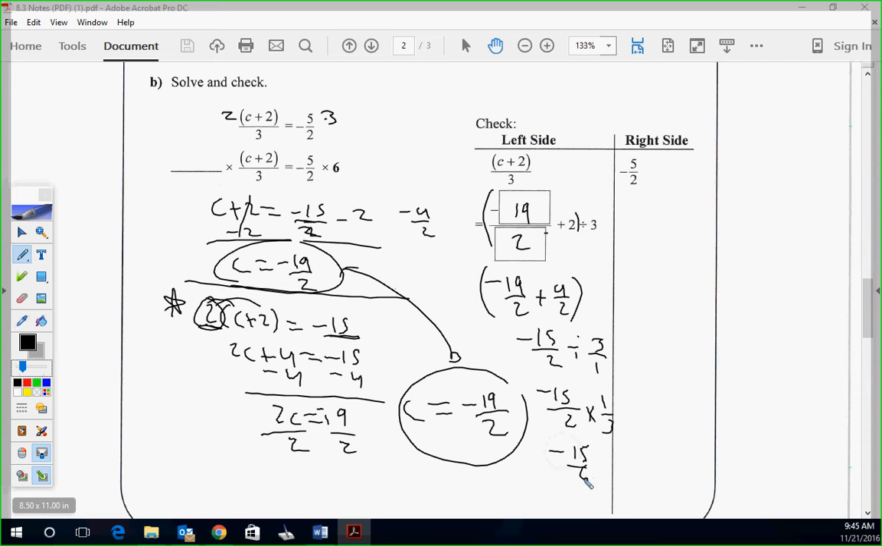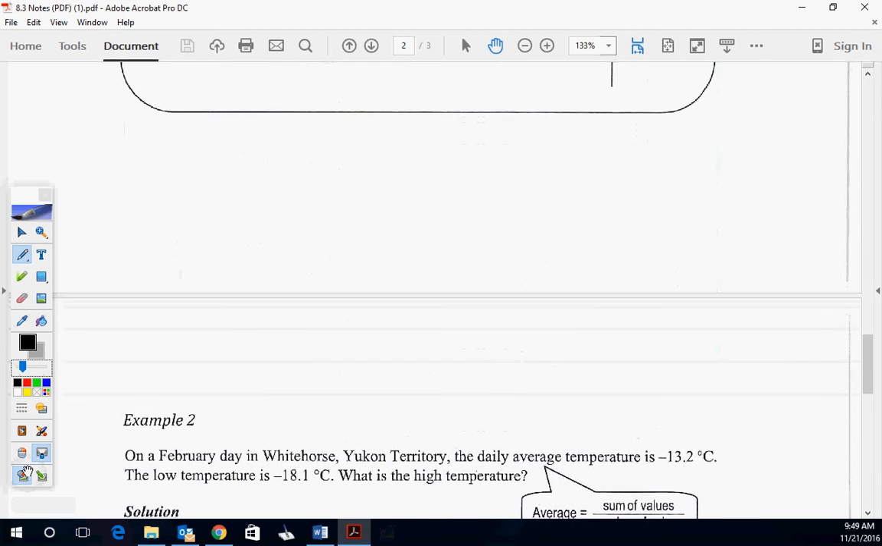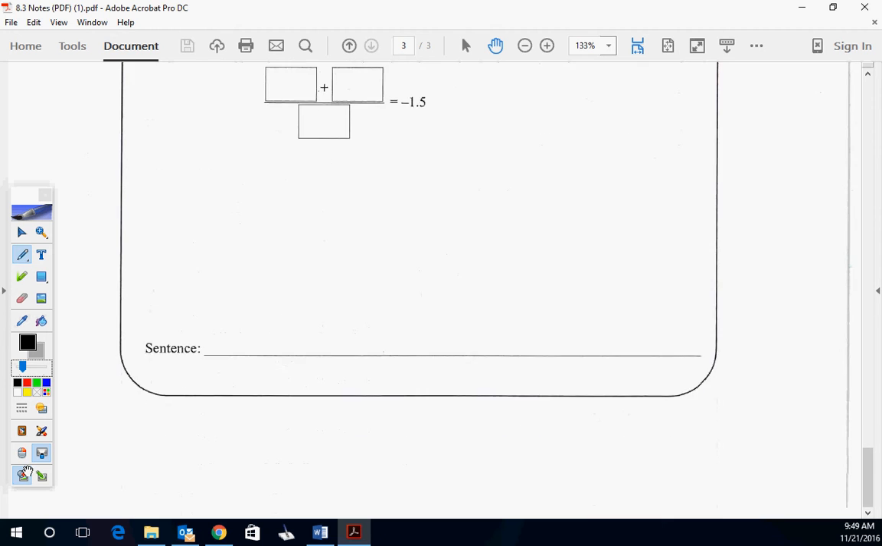Negative 15 over 6, which reduces to negative 5 over 2. Yep. And that's right, because that's what that is. Again, a lot of fraction work here. I think a lot of you are getting overwhelmed with the fractions. Just trust yourself that you can do those, because you guys can. We've already gone over those, and you've learned those in previous classes. All right, last page here.